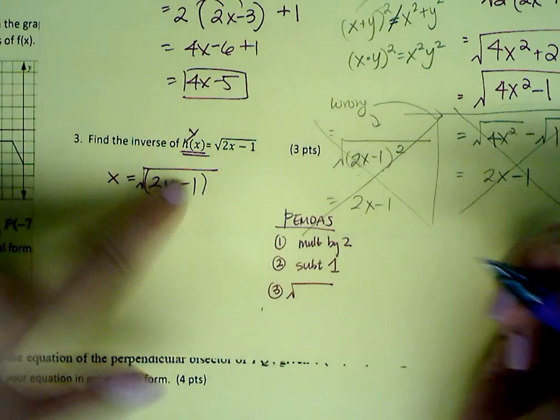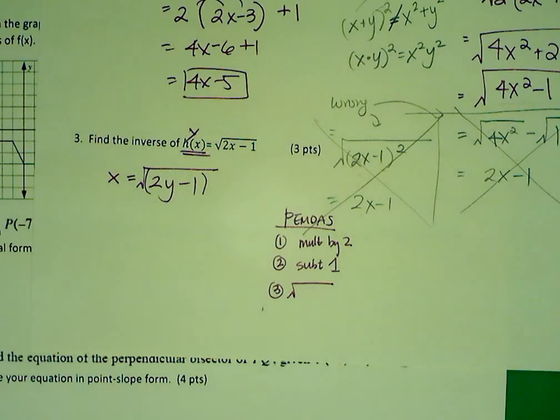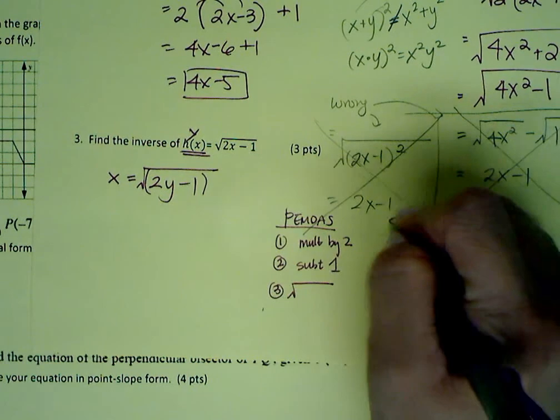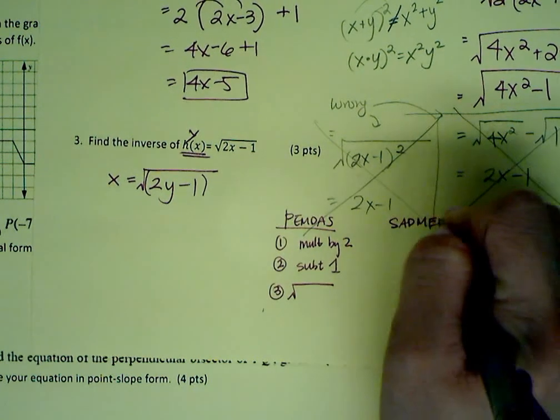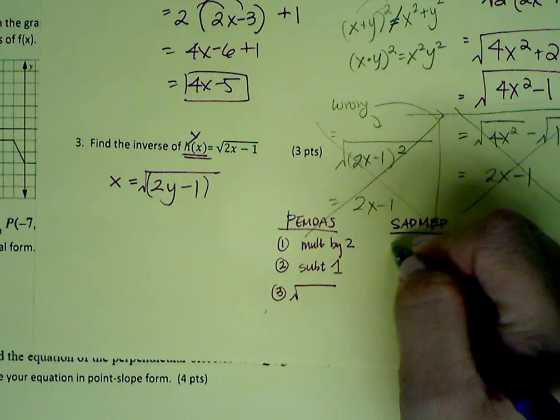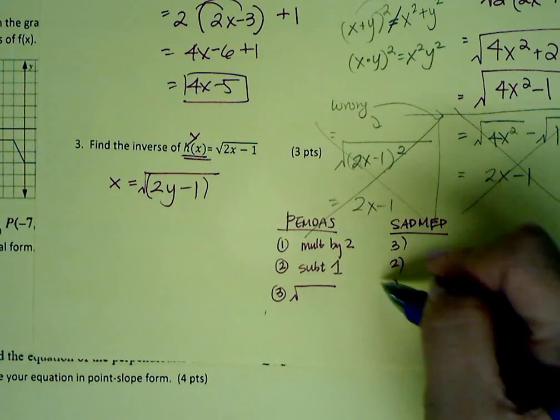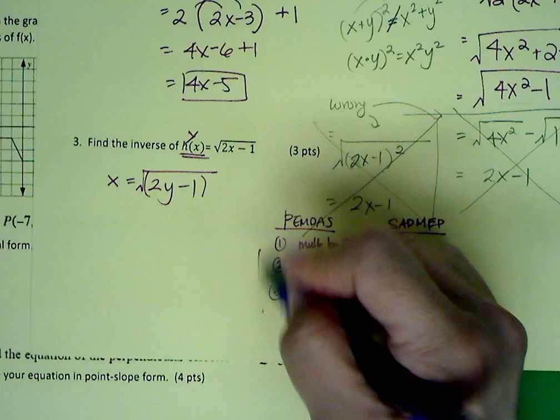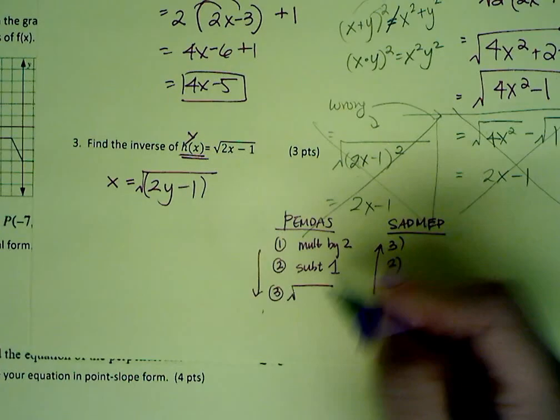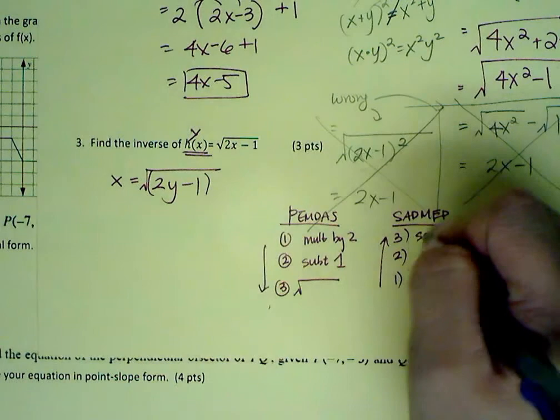So it has to go reverse. What's the reverse of square rooting? What's the reverse of subtracting by 1? What's the reverse of multiplying by 2? Okay? So what should we do first? Square both sides. Okay?